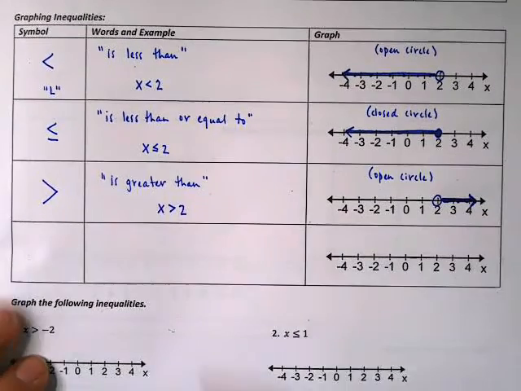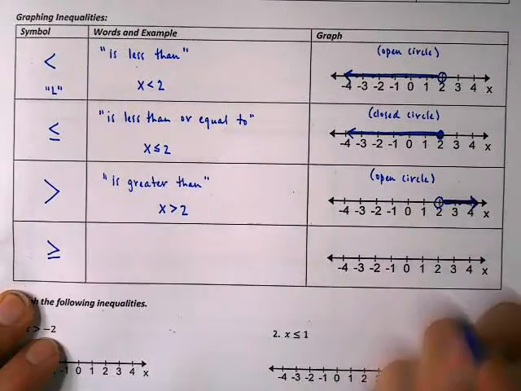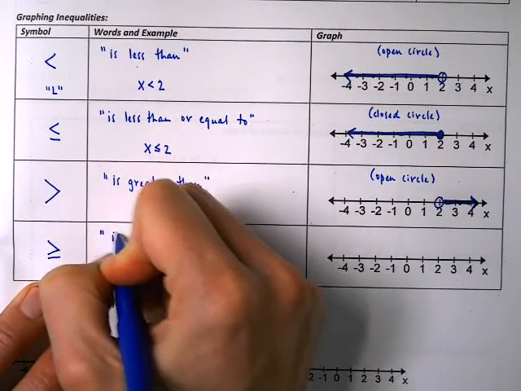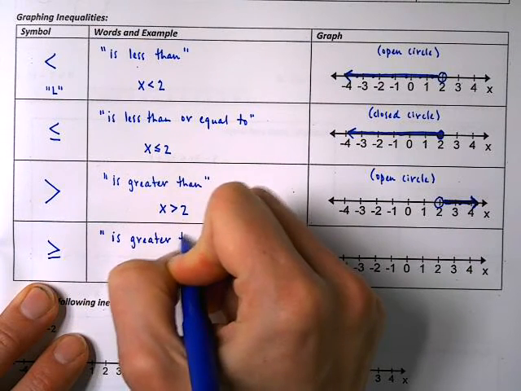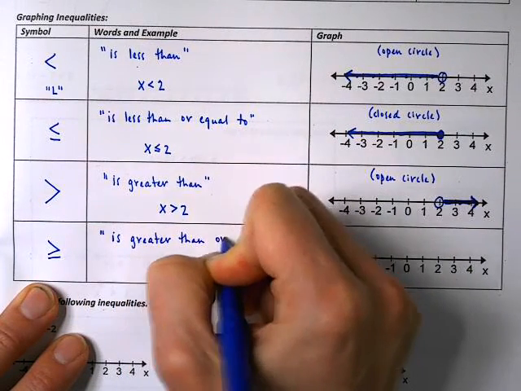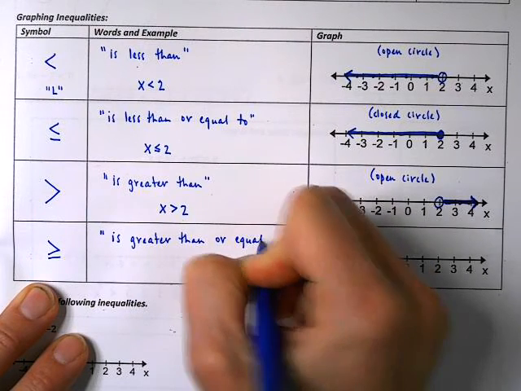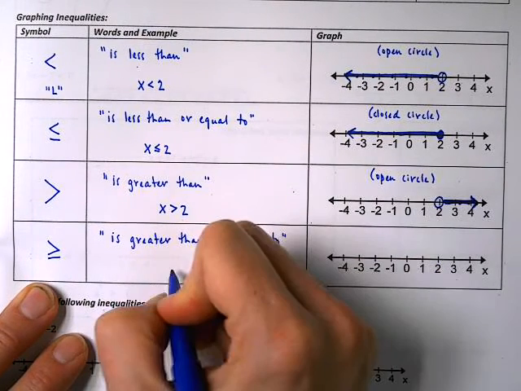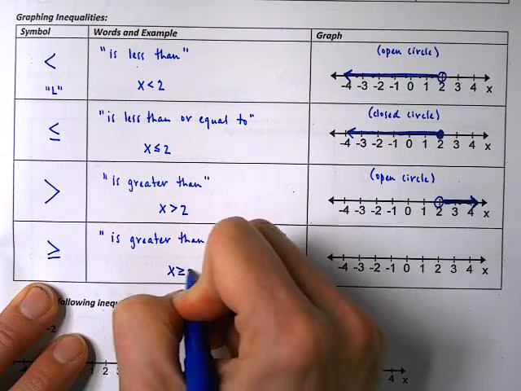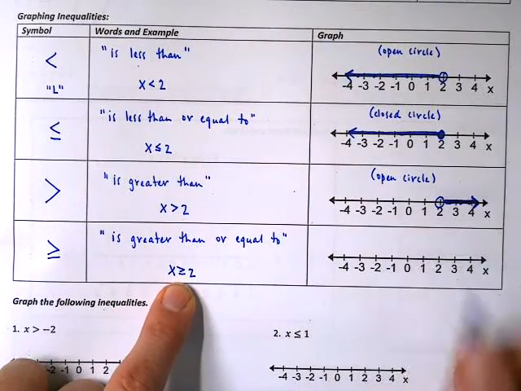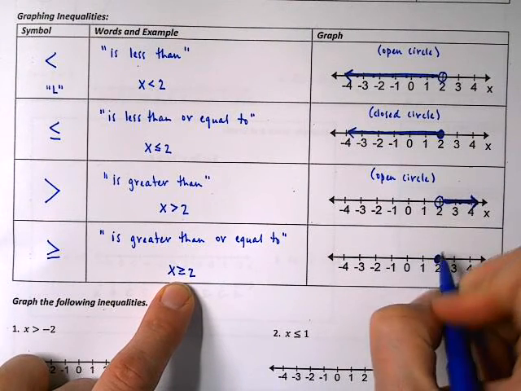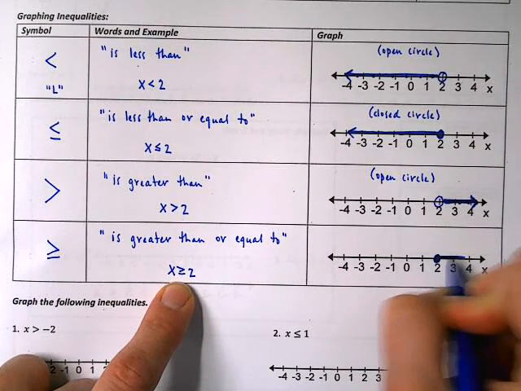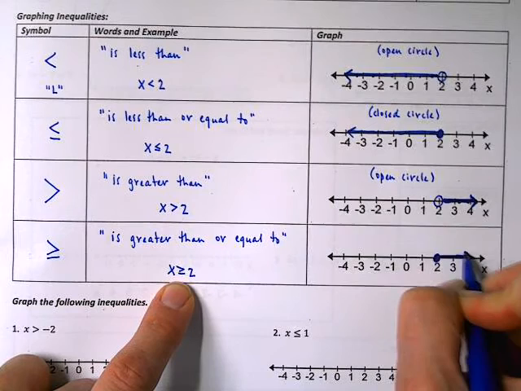And then the last symbol we have looks like that, and we would read that is greater than or equal to. So I could write x is greater than or equal to 2. Now, since I can include 2, I'm going to fill in a closed circle, and I'm going to shade to the right because that's where all my numbers are bigger than 2.